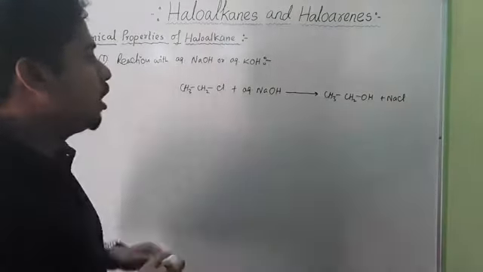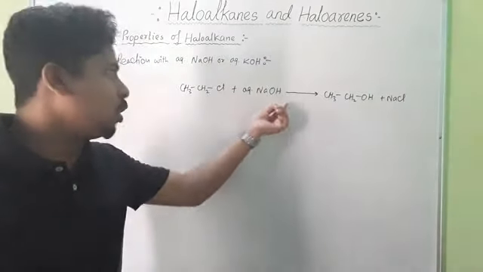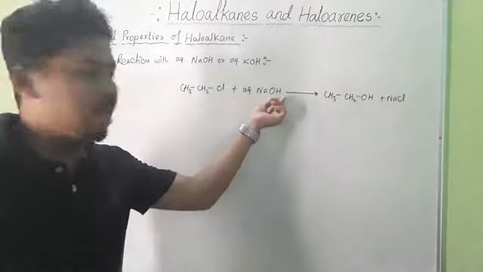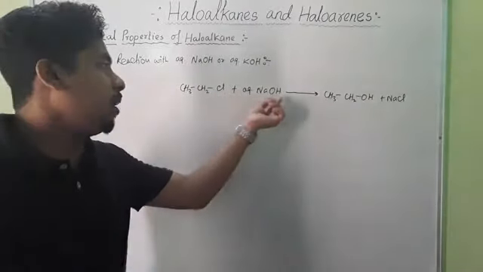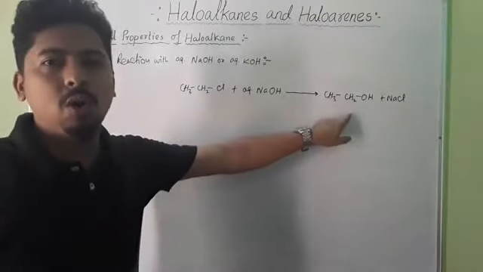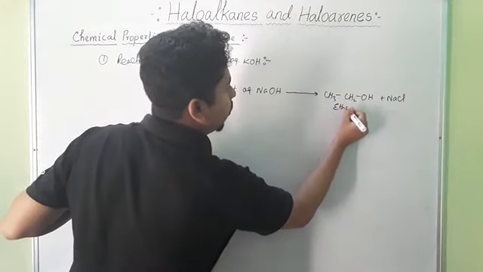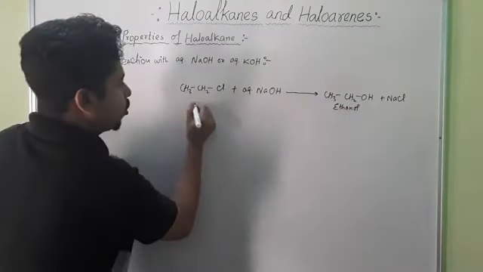Here you see, this nucleophilic substitution reaction takes place. Here this OH minus is a stronger nucleophile than this Cl minus. That's why this OH minus replaces this chlorine from this carbon, and it produces alcohol. Its name is ethanol. And this is chloroethane.